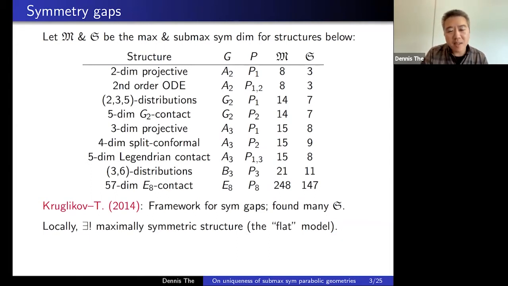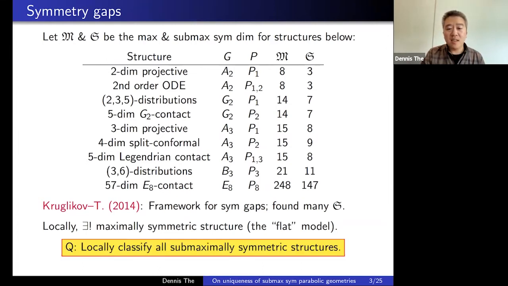So my talk today is about addressing the local classification problem for submaximally symmetric structures. I'll give you some examples, and to make this a reasonable problem, we're going to have to narrow down some hypotheses, but we get a nice answer in the end.